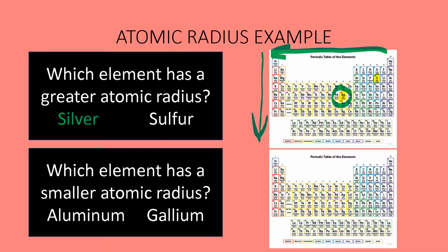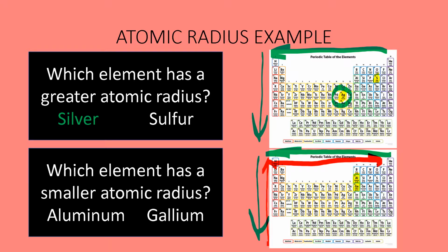And which element has a smaller atomic radius? Is it going to be aluminum, number 13, or is it going to be gallium, number 31? Since atomic radius increases this way, that means it's going to decrease from bottom to top and from left to right. And because aluminum is on top of gallium, that means aluminum has a smaller atomic radius.